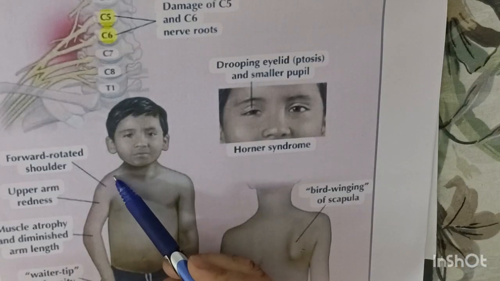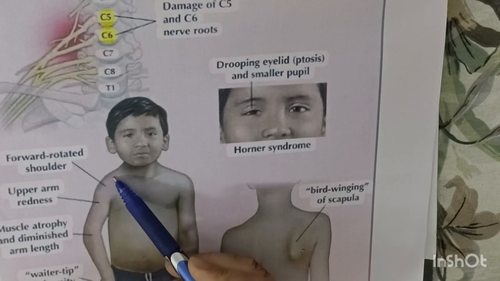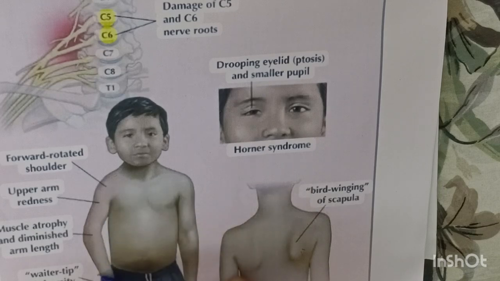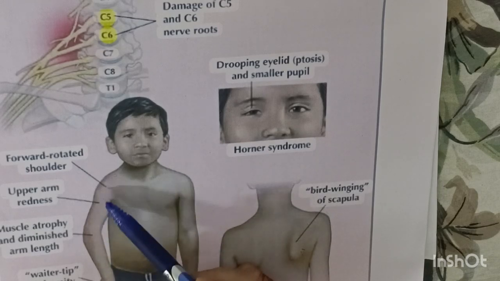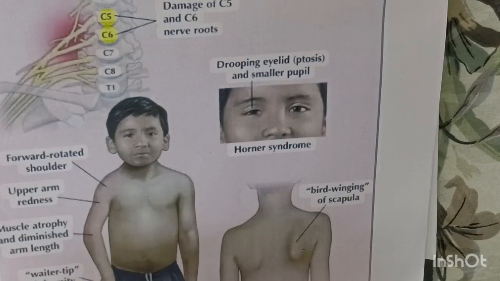Can you see? The shoulder is protracted. The limb is internally rotated. You can see the upper arm redness, diminished muscle with atrophy of the hand, and the wrist goes into flexion while the forearm goes into pronation. So this is the typical waiter's tip deformity, policeman's tip deformity. This is said to be Erb's palsy.